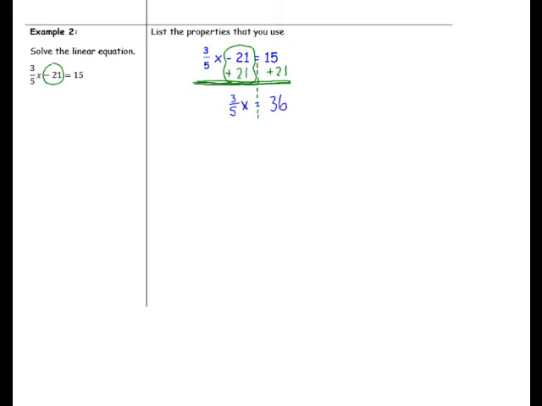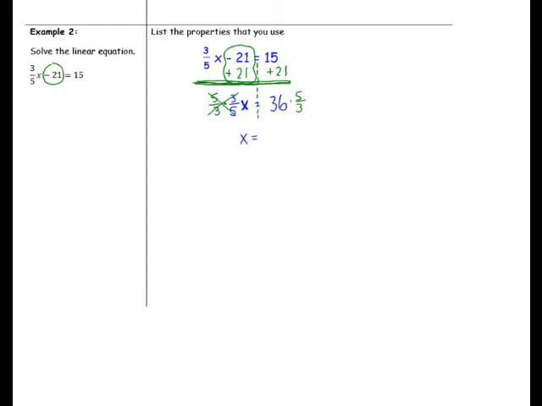Next, remember our goal is to get a coefficient of 1. To get a coefficient of 1, you will multiply by the reciprocal of the coefficient. When the coefficient is a fraction, we multiply by the reciprocal, and we'll do that on both sides of the equation. A number times its reciprocal is equal to 1, and 1 times x is x.